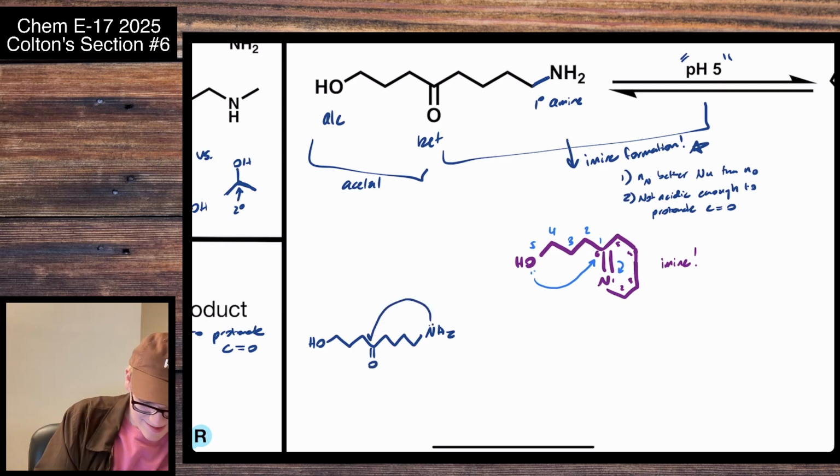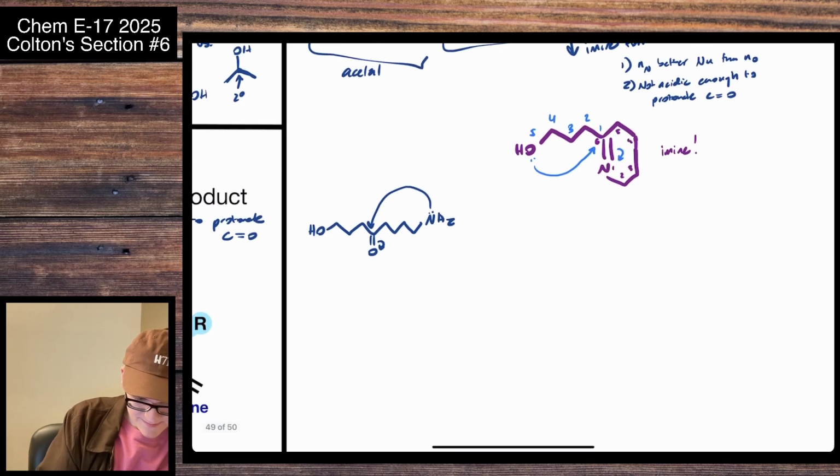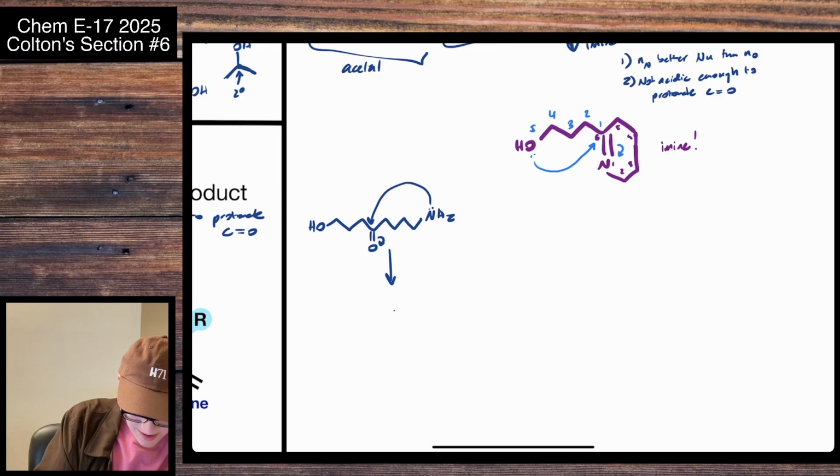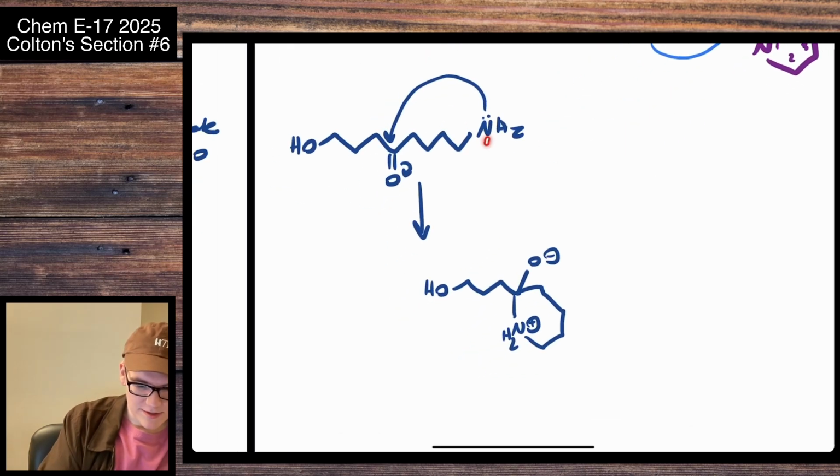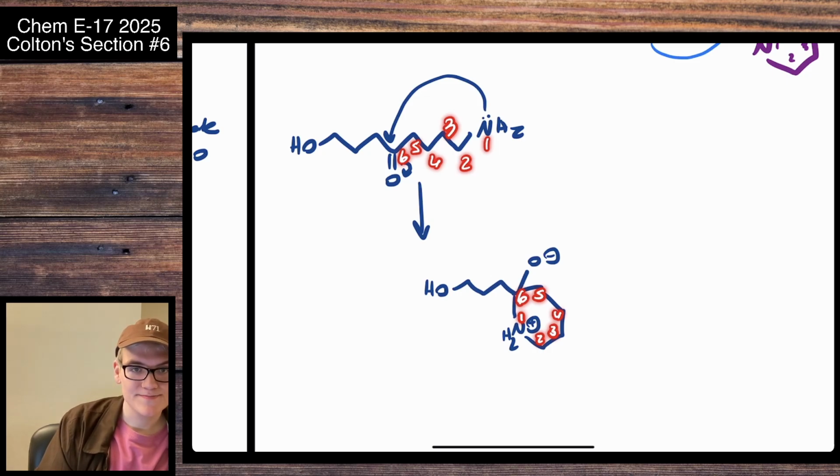Lone pair attacks the carbonyl. Love to see it. Remember, it attacks directly because we are not acidic enough to protonate. So I'm drawing this kind of weird. I'm drawing it in a way that's really suggestive of the products. And you can always number these 1, 2, 3, 4, 5, 6 to confirm that we did have a direct correspondence here.